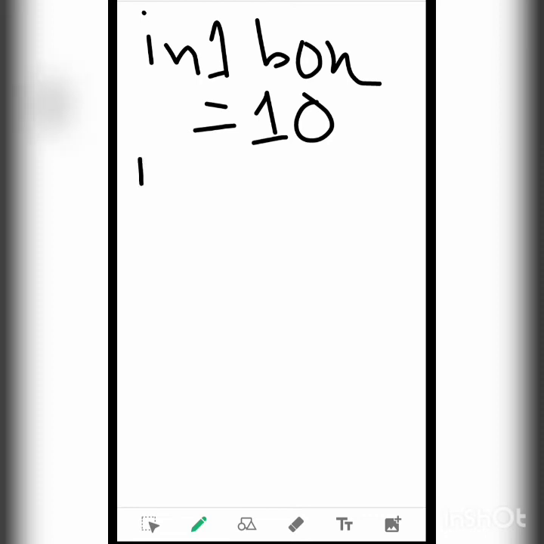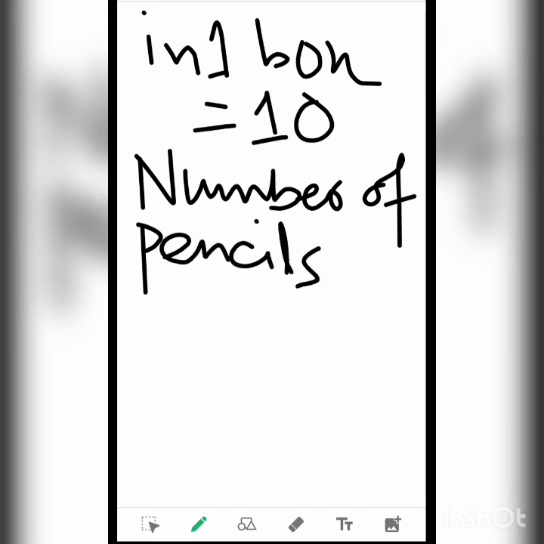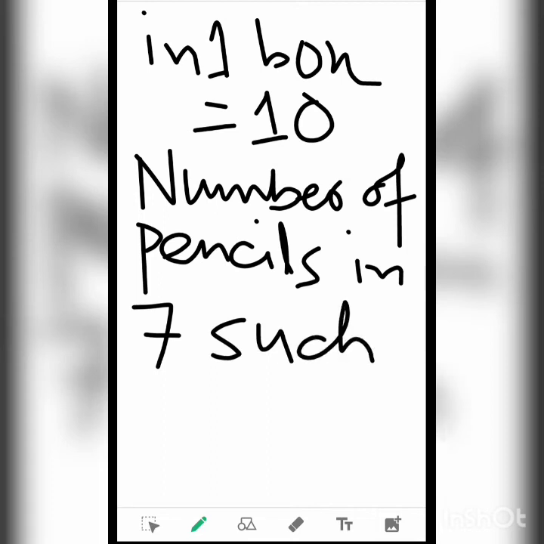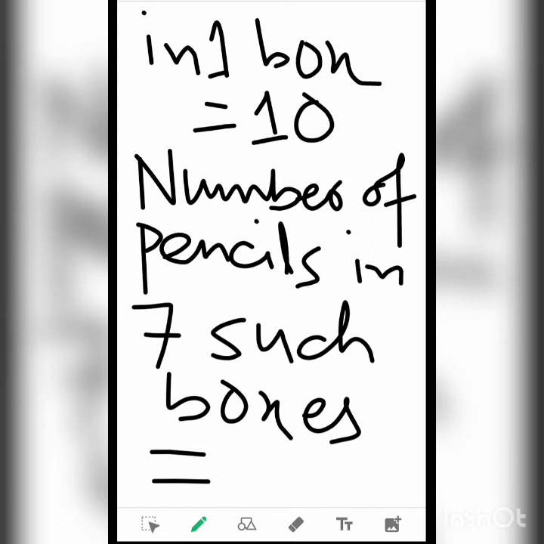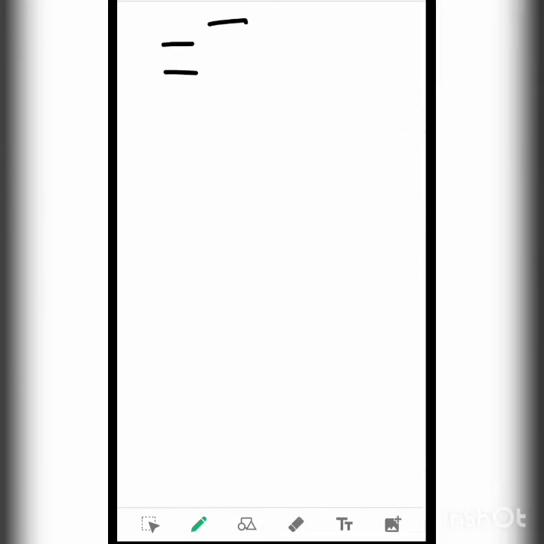So next we'll write number of pencils in 7 such boxes, it will be given by how much? 7 into 10. Why 7 into 10? There were already 10 pencils in one box and we are trying to find total number of pencils in 7 such boxes. So how much shall we get? We'll get 70 pencils.